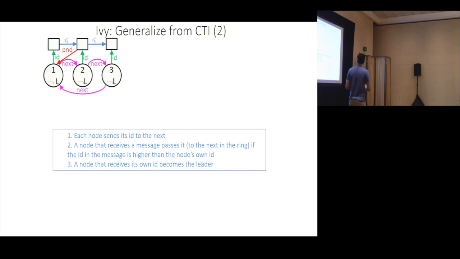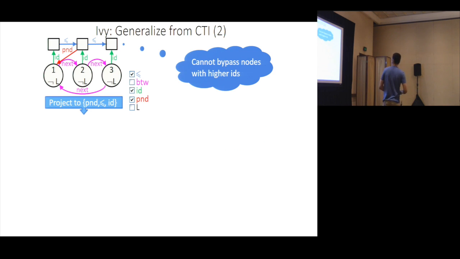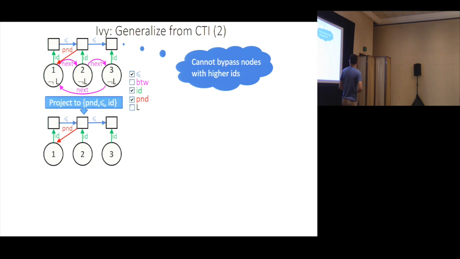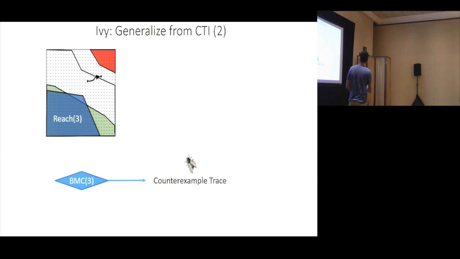So we have to look at this example and think about it. Yet in the inductive invariant is the fact that this ID could not have bypassed this ID, which is high. A message cannot bypass a node with a higher ID. And we want to communicate this intuition to the system. We might try exactly the same projection that we did in topology and project away the leader relation. This results in this bad pattern. But now when we run BMC to check if it within 3 steps, we actually get a counterexample true. Is that we've actually excluded some reachable state. We don't want to do that.